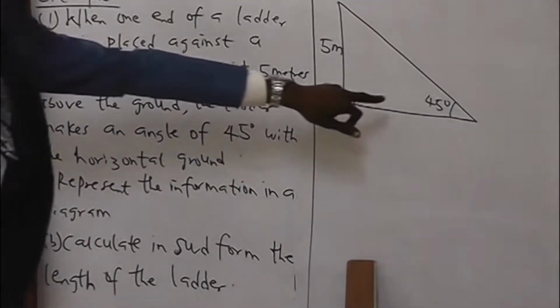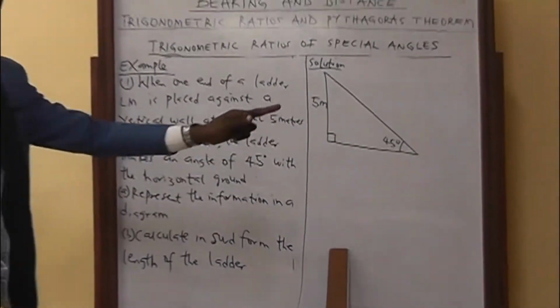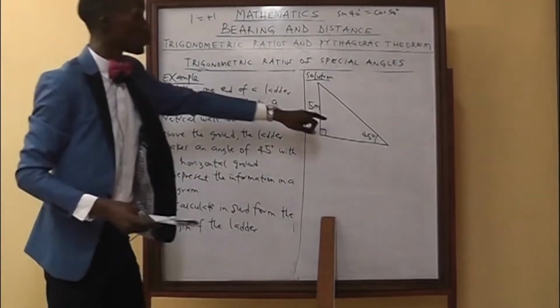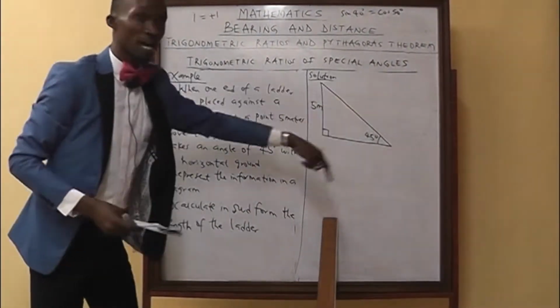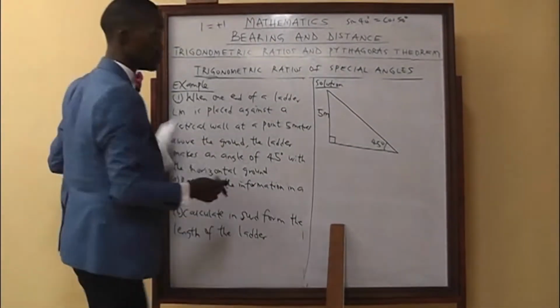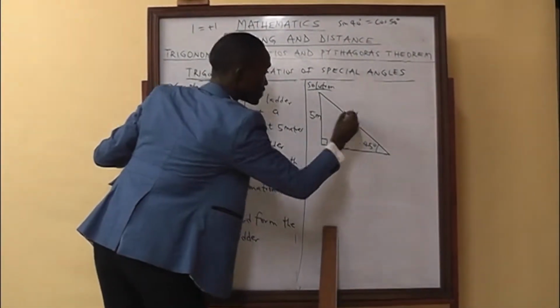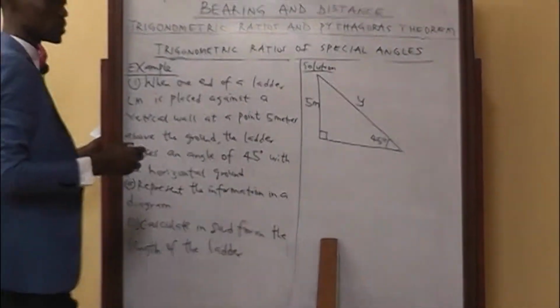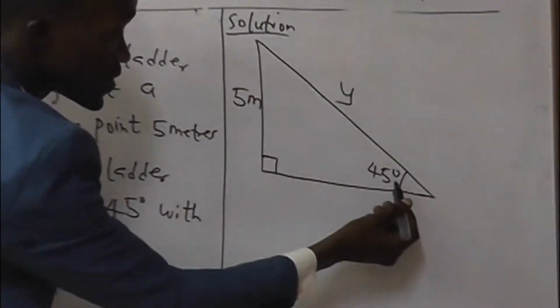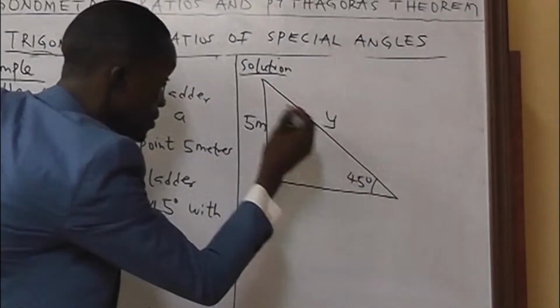Since this one is talking about 45, we just quickly draw our right angle triangle to generate what the sine or cosine or tangent of 45 will be. So this is what they are asking us to find now. I will label that one as y. So this is 45 degrees, which is the angle we are talking about.